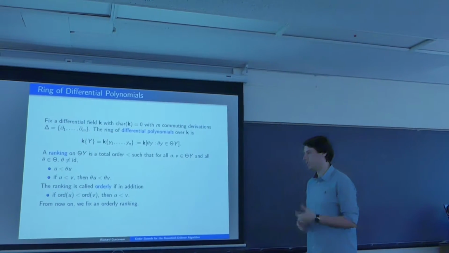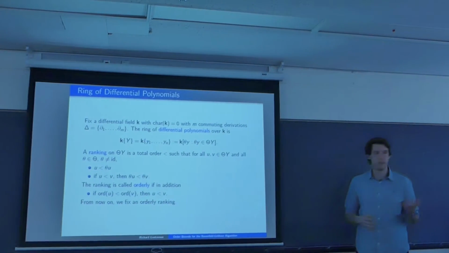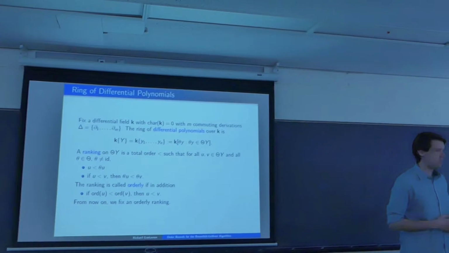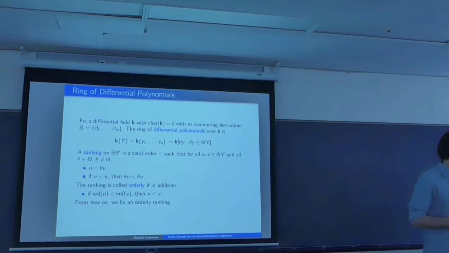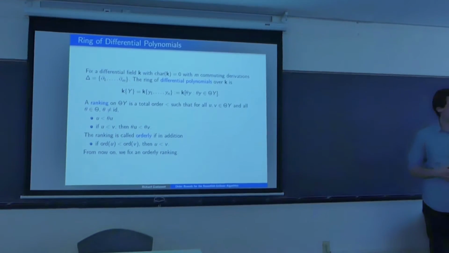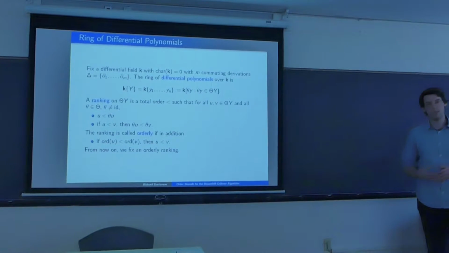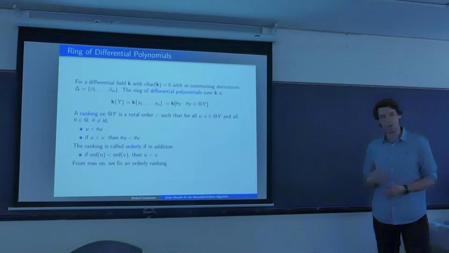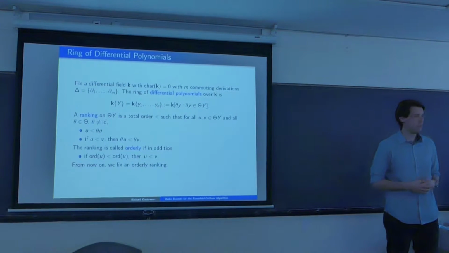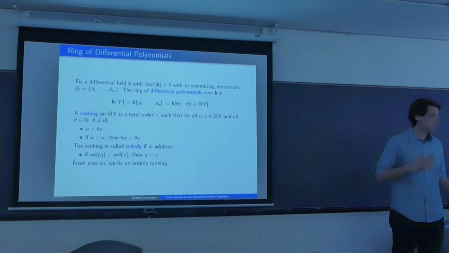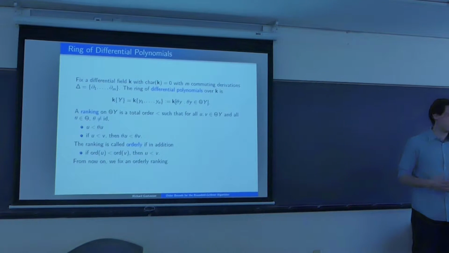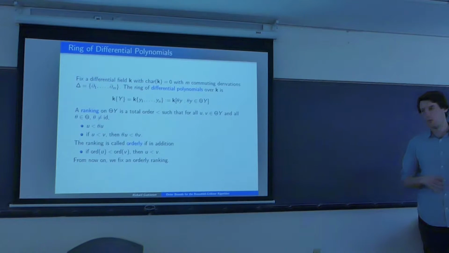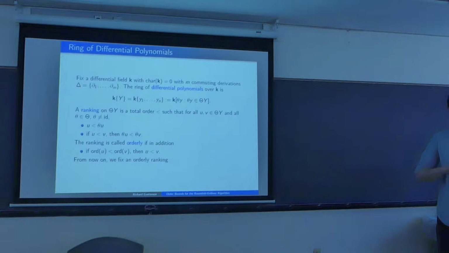A ranking is just a total order on the set of derivatives, such that for any derivative θ, θu is greater than u, and if u is greater than v, then θu is greater than θv. And it's orderly when, if the order of u is less than the order of v, then u is less than v. So we're going to fix an orderly ranking from now on. That's going to be fixed for everything that we do.